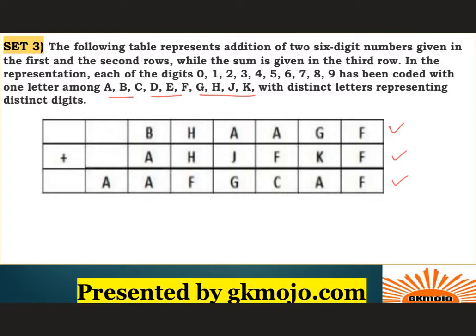What does that mean? If, let's suppose, A is equal to 1, then F cannot be equal to 1. None of the other letters can be equal to 1. So each letter is coded as a unique digit. These two rows have been added to give the third row as the sum of the first two. You have to identify which letter corresponds to which digit. This is a pretty straightforward set. Just the basics of addition and carry forward will help you to crack almost all the letters in this set. Let's get started with solving this set in the next slide.